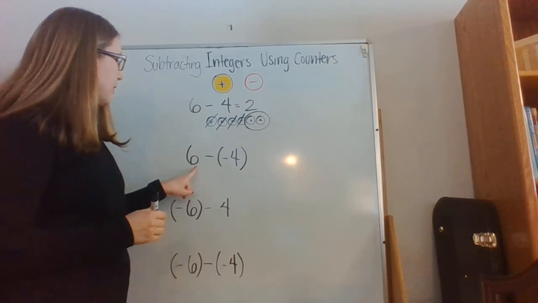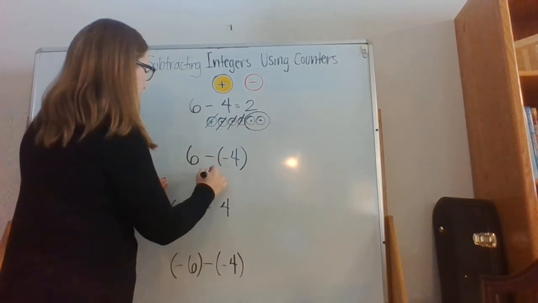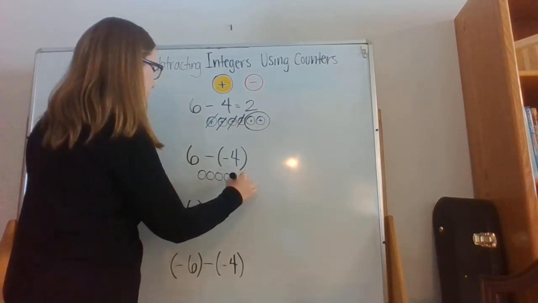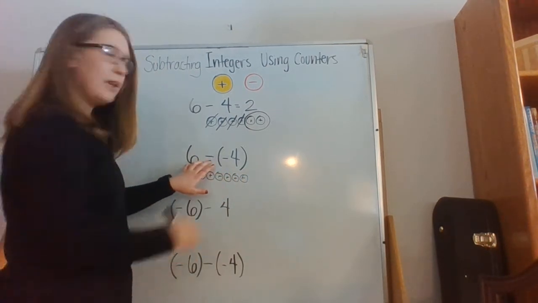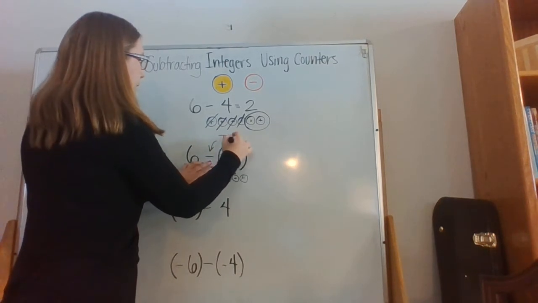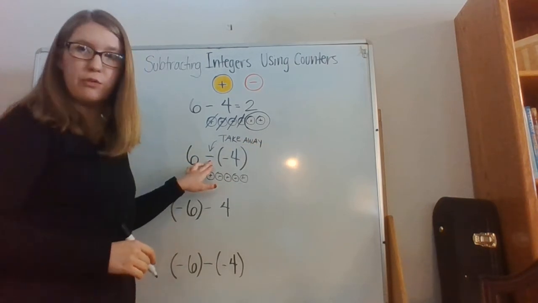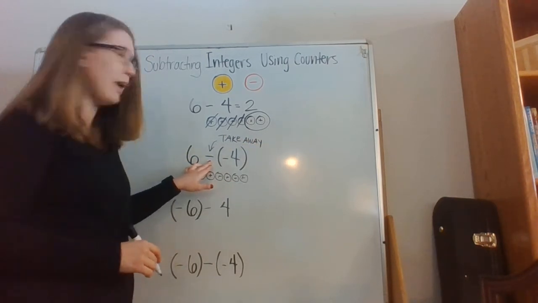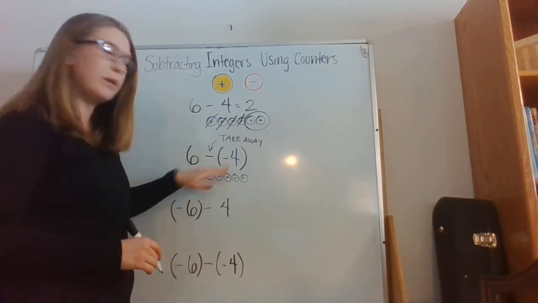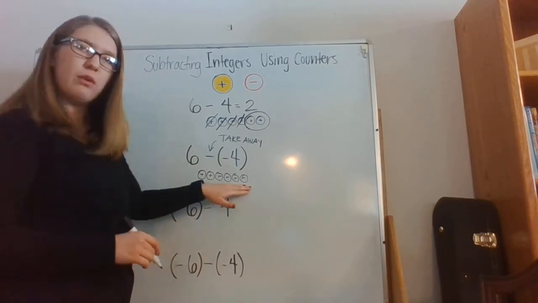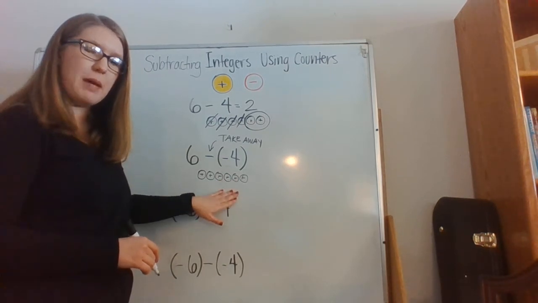Here I have 6 minus negative 4. So I'm going to start again with 6 positives. Now this subtraction sign means take away, just like you've been doing since first and second grade. You've been taking things away. So 6, I take away negative 4. This is all I have right now. I don't actually have any negative counters in my workspace.